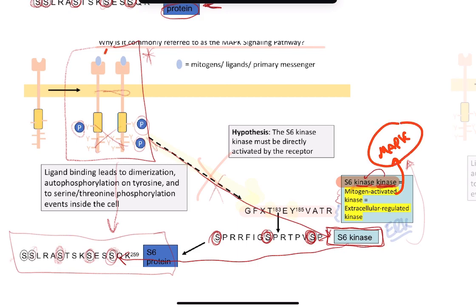Okay, it's all tying together now. Why is it commonly referred to as the MAPK pathway? All right, now it makes sense. I'm seeing where it's coming from. MAPK, mitogen activated protein kinase. Makes sense. Got it. And the other lab that was doing the work identified it as the extracellular regulated kinase, ERK. We're familiar with that. MAPK, ERK pathway. Okay, so interesting. We're going to keep that in mind.